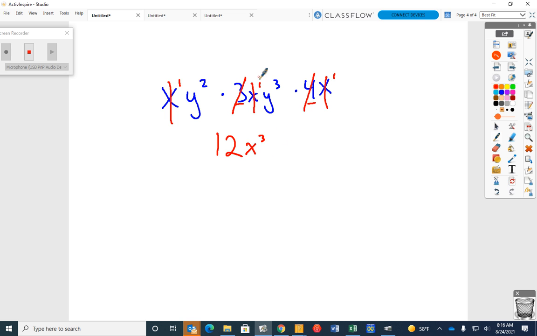No. Guys, I add the exponents if I'm multiplying. What is that going to give me? Y to the what? 5th. Now it's simplified. 12x to the third times y to the 5th. Make sense? Looks crazy. Looks intense, but it's really not, is it?